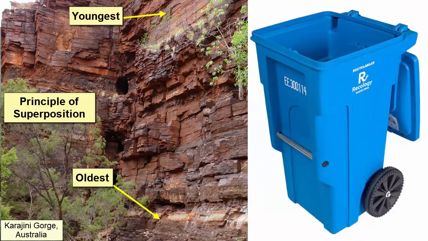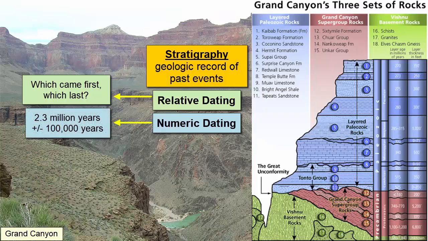A similar process happens with your recycling of newspapers. The oldest newspaper, the one you first threw away, would be on the bottom, the most recent one on the top. Numeric dating applies a variety of techniques to determine a numeric age for a particular rock layer, like 2.3 million years plus or minus 100,000 years.